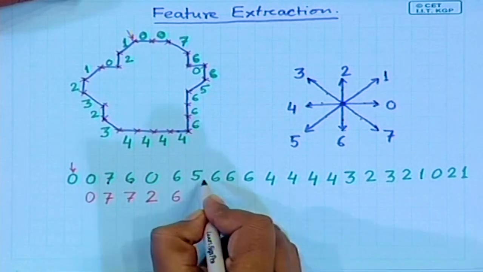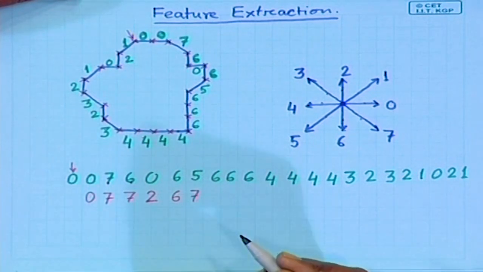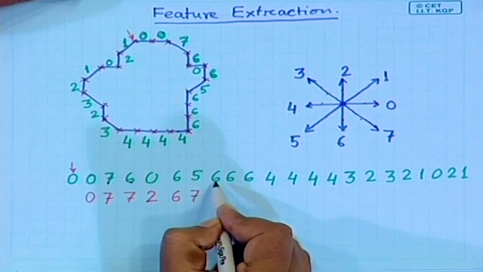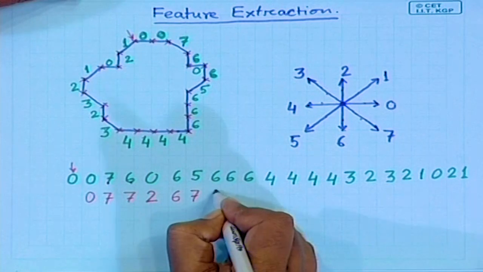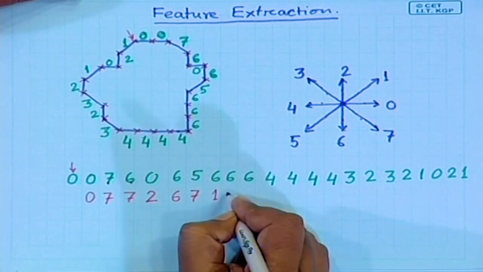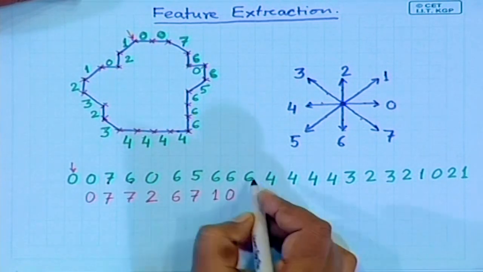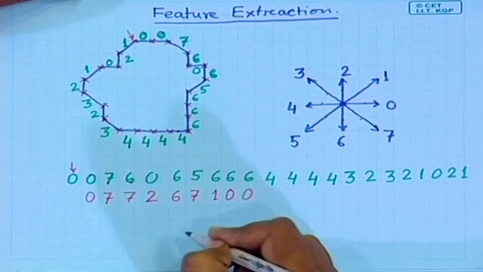Next is from 6 to 5, I have to perform 7 steps of rotation. Next is from 5 to 6, I have to perform only 1 step of rotation. Next is 6 to 6. So, the number of steps of rotation is 0. 6 to 6 again, number of steps of rotation is again 0.